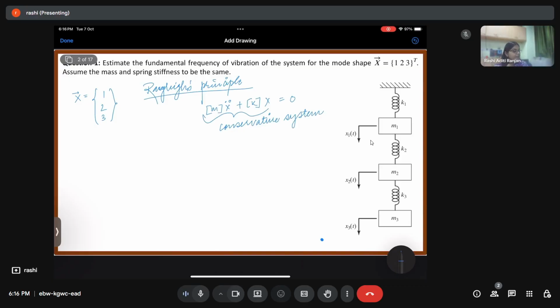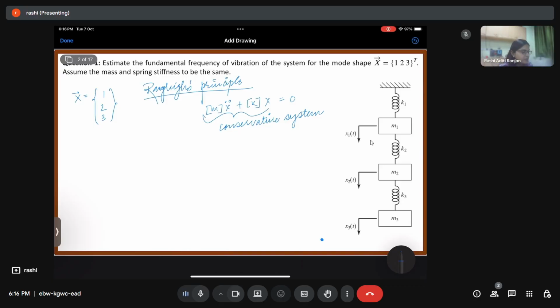Now, for a conservative system, what is going to happen? The energy is going to be constant. So there is going to be a maximum kinetic energy and a maximum potential energy, and those two are going to be equal to each other. That is what we do in the energy method, right? We equate the energies. Here also we are going to do the same thing. For now, we'll do it for a general type of system, where m, k and x could be of any order.